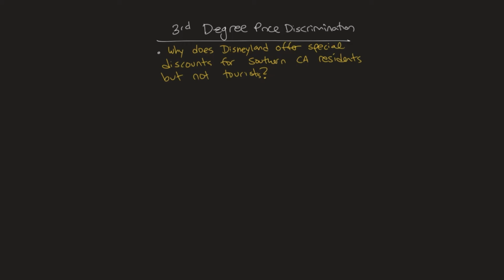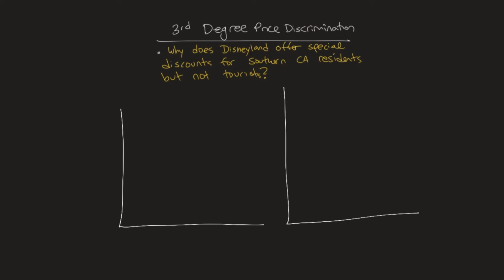This is an example of third-degree price discrimination. So our question at hand: why does Disneyland offer special discounts for Southern California residents but not for tourists? Well, it's all in the elasticities of the demand curves. So let's set this up. Let's set up two demand curves or two market structures. We'll have tourists on one side, so people visiting California temporarily, and then we'll have California residents. And this is, of course, for Disneyland.